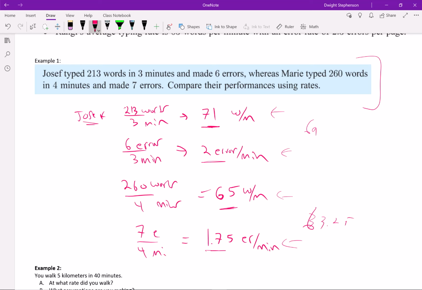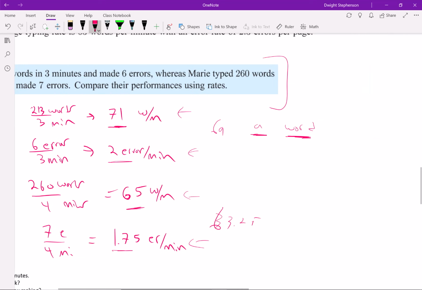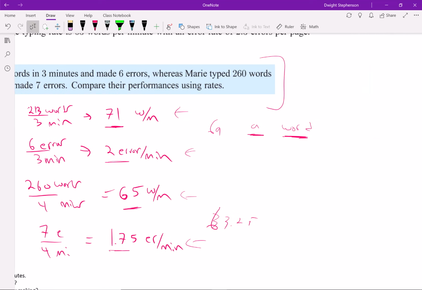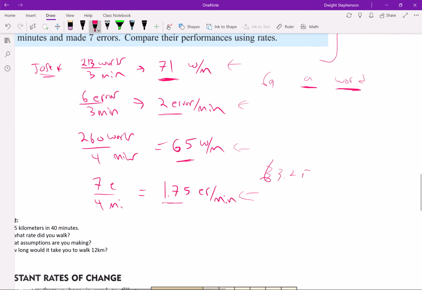And also think these are always average rates, because it takes much less time to write the word "a" than it does to write a longer word. One might take you a fraction of a second, this one might take you slightly longer, and if you had really big words, it would take you longer to write those words. So when we're talking about words per minute, this is an average rate. He's not always typing at 71 words per minute, or you could even figure this per second.